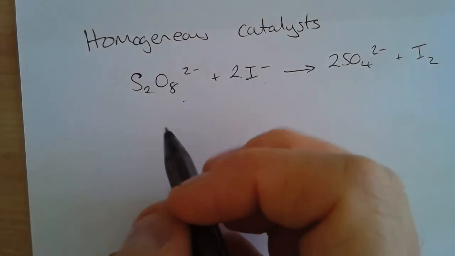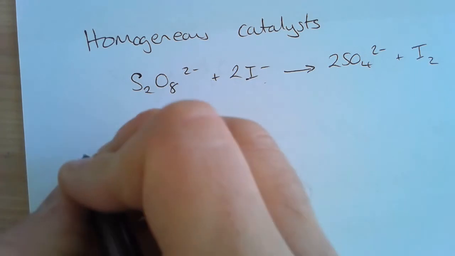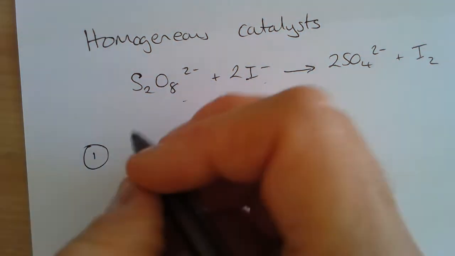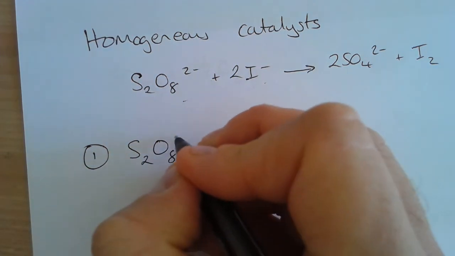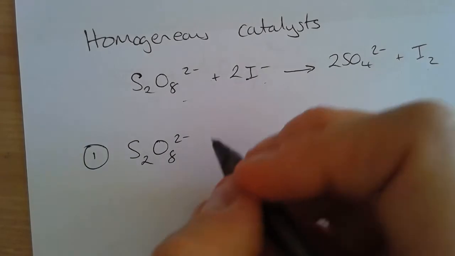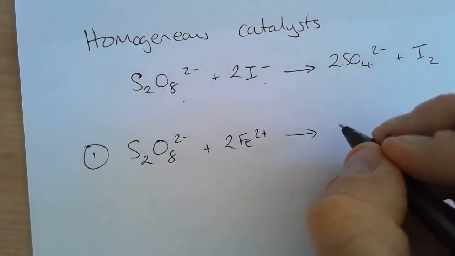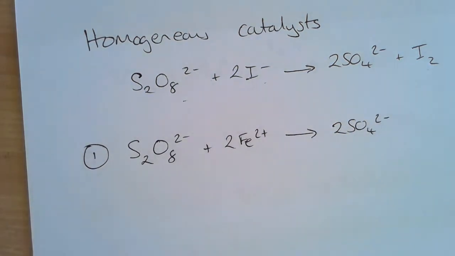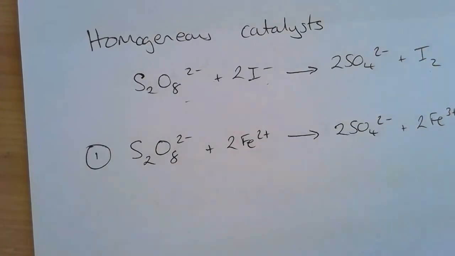So there is a catalyst for this. And again, it's a two-step catalyst process. That catalyst is iron(II) ions. So S2O8 2-, the peroxydisulfate ion, reacts with 2 Fe2+ ions. That produces our 2 sulfate ions and also produces 2 Fe3+ ions.